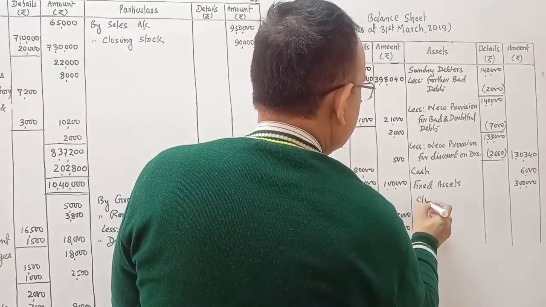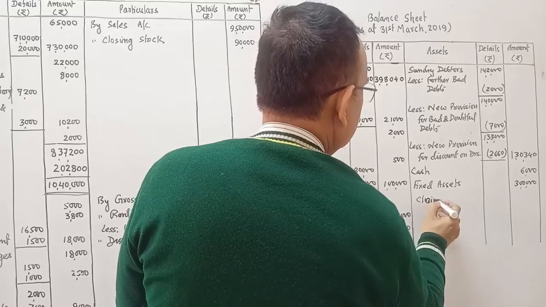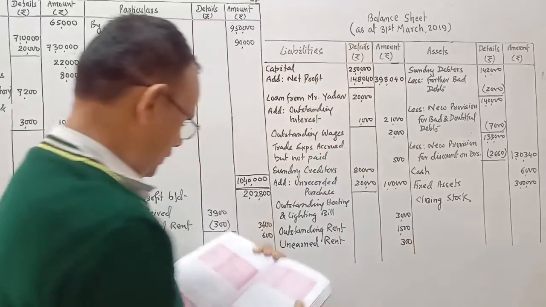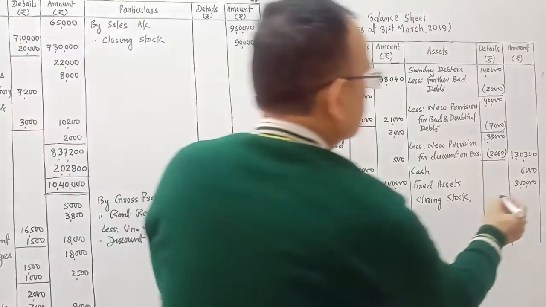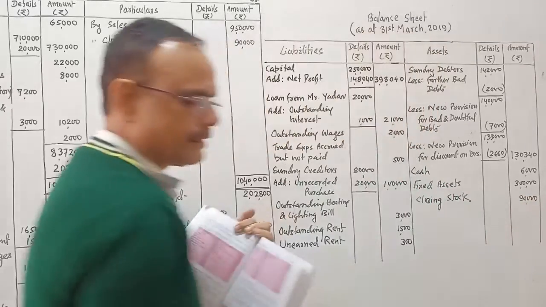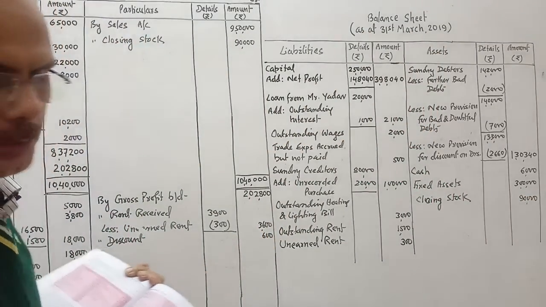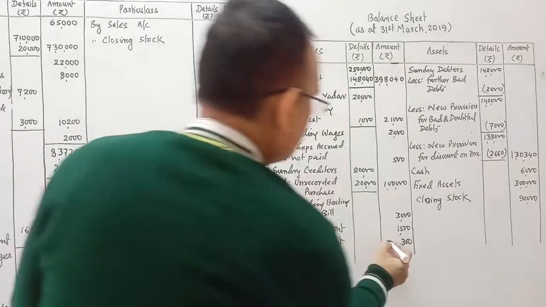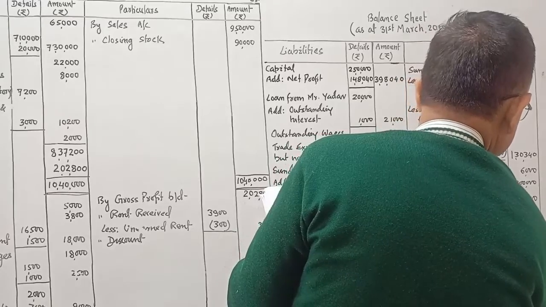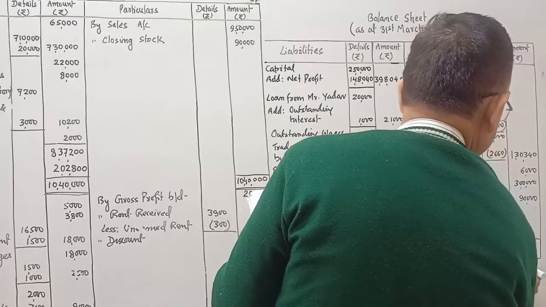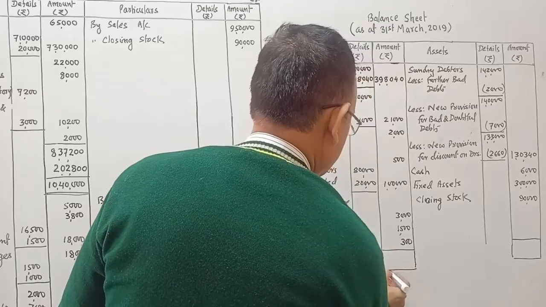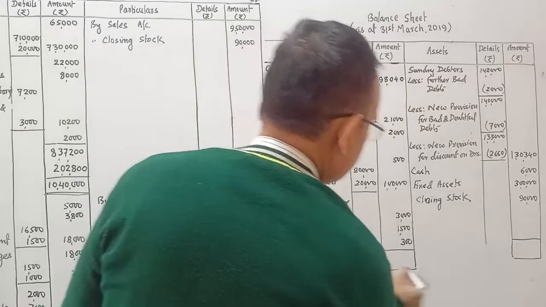Thereafter closing stock. This side we will write the closing stock. Closing stock is how much? Last adjustment, 90,000 is the closing stock. Okay. Now we will do the total of both sides, assets and liabilities. Both side totals must be equal.